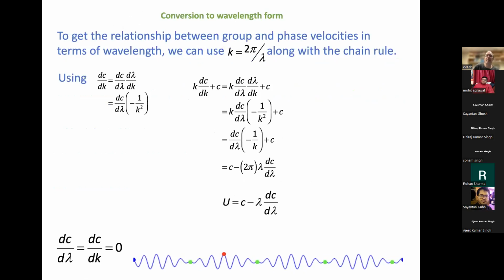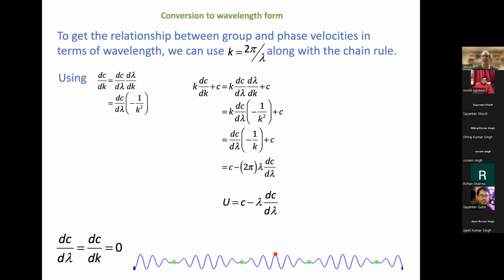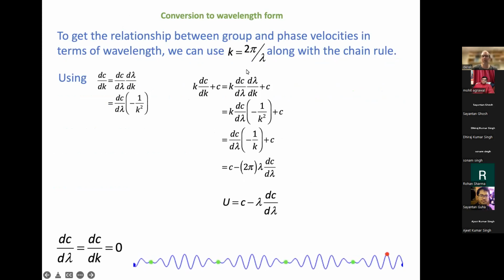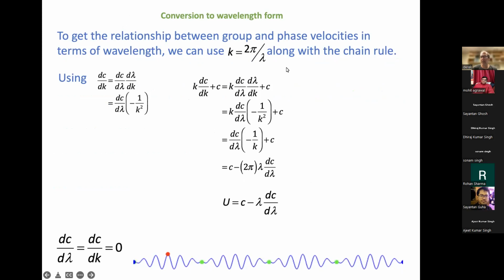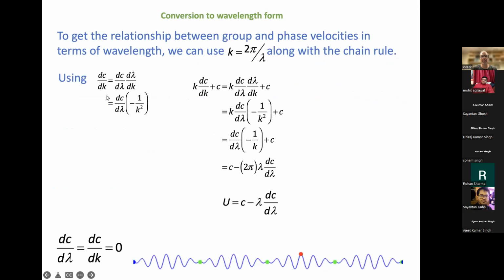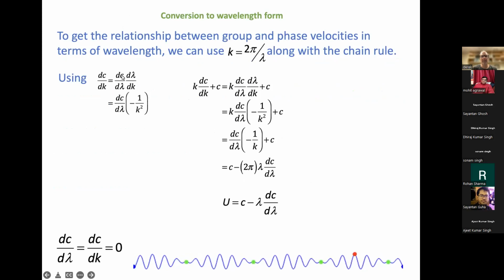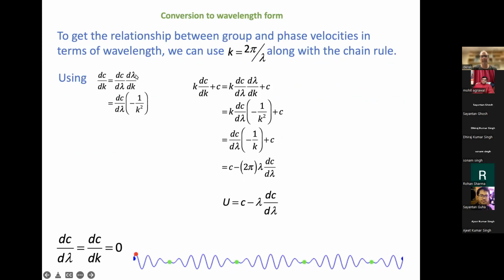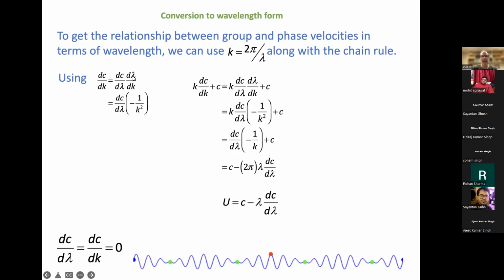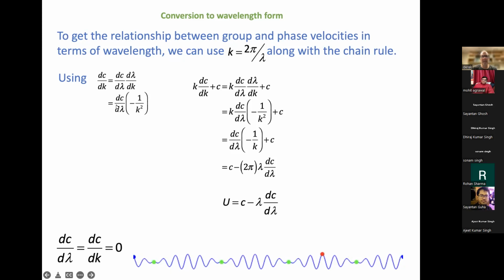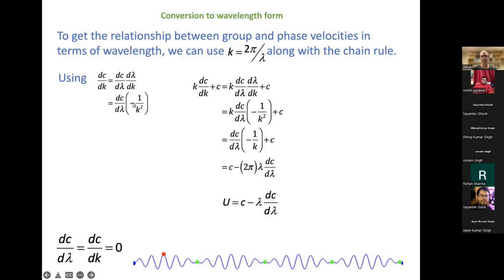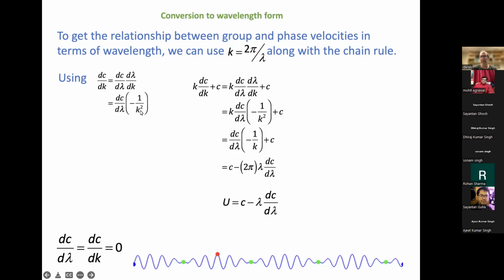Now we can get the relationship between group and phase velocities in terms of wavelength by using k equals 2 pi over lambda along with the chain rule. So dc/dk is equal to dc/d lambda times d lambda/dk just by the chain rule, and k equals 2 pi over lambda. So dc/dk equals dc/d lambda times minus 1 over k squared.